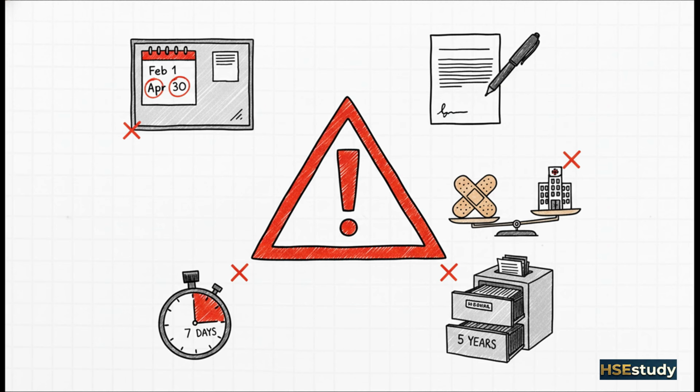First, don't forget to post the 300A on time. Second, you have to get that executive signature. An unsigned form is a violation. Third, make sure you're recording cases within that 7-day window. Fourth, be so careful about misclassifying a recordable case as first aid only. You have to know that difference. And finally, you must keep all of these records on file for at least 5 years.